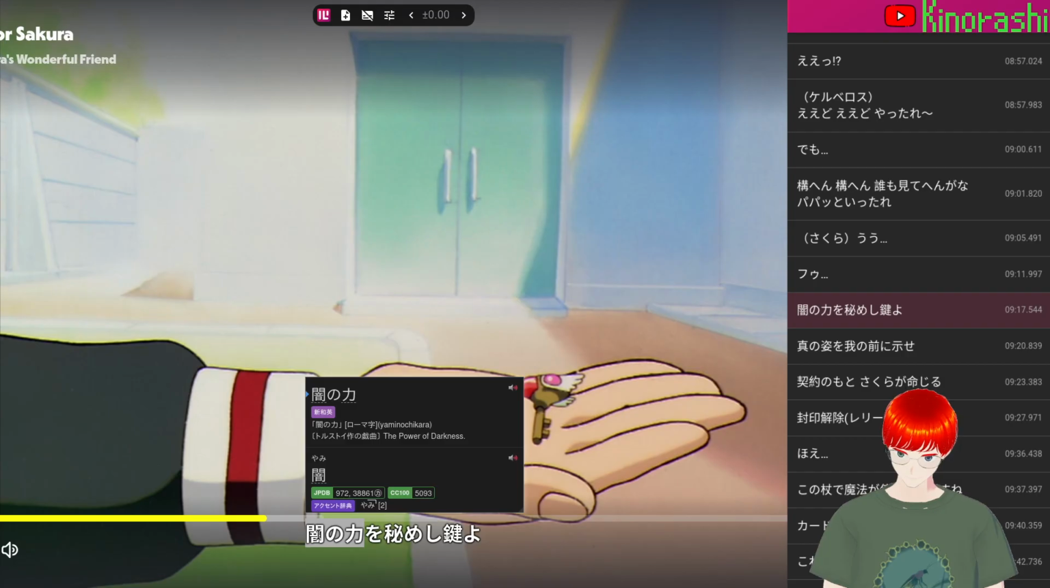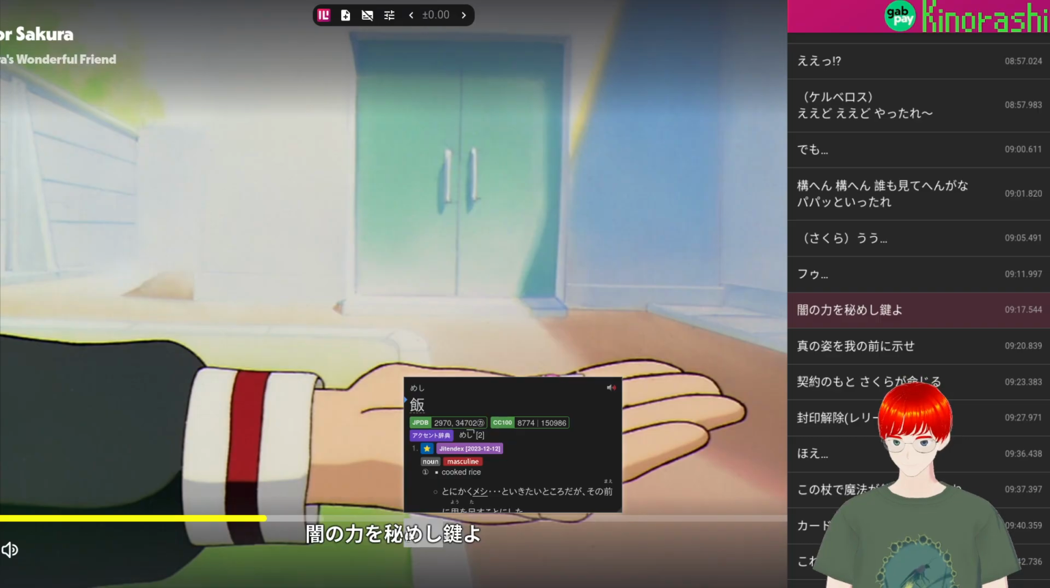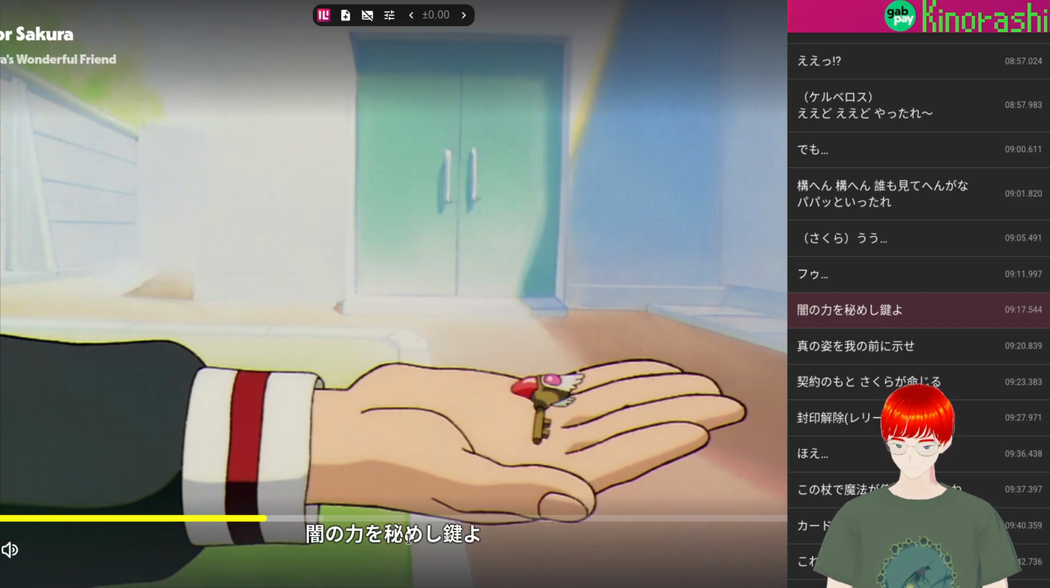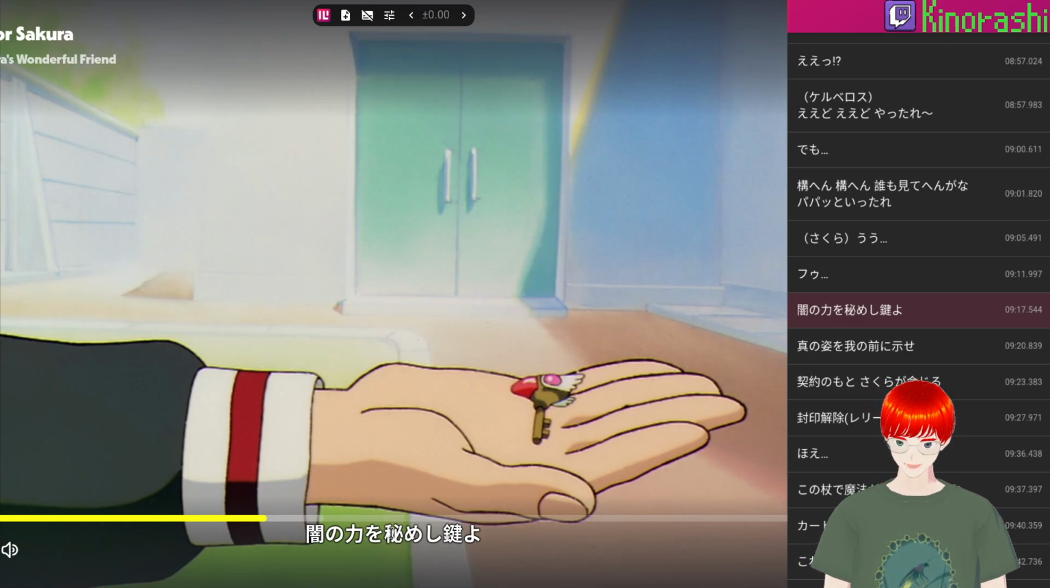So, Yami no chikara, dark power. So Yami no chikara himeshi. Yami no chikara o himeshi kagi. So dark power hidden by the key. What is this hidden key? Dark power. Oh, that's right. This whole phrase goes to describing the key. So hidden dark power key. So Yami no chikara o himeshi kagi yo.